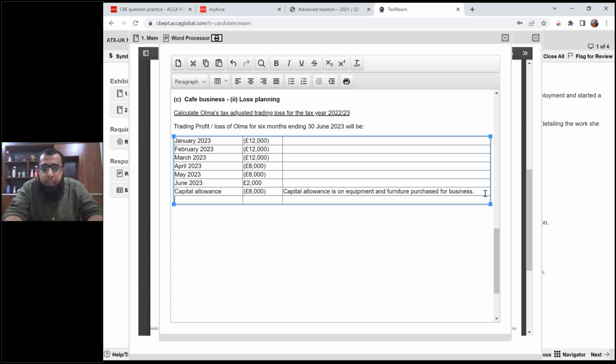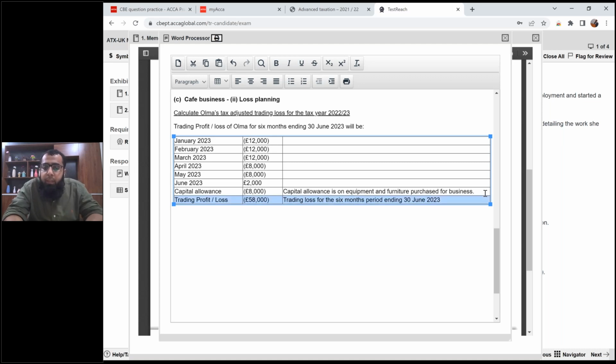Okay. Now, trading profit slash loss. So for the 6 months, the trading profit slash loss will be 12,000 into 3, 12, 12, 12 plus 12 plus 12, and then 8, 8, and then minus 2 is the profit and 8,000 is the capital allowance. So your trading profit and loss is £58,000. Trading loss for the 6 months period ending 30th June 2023. Is it clear?